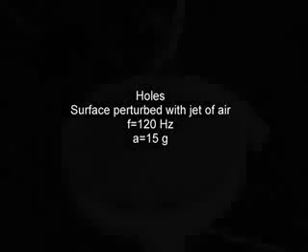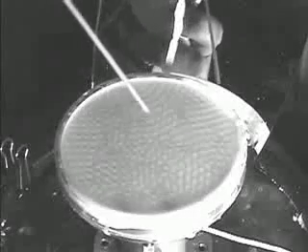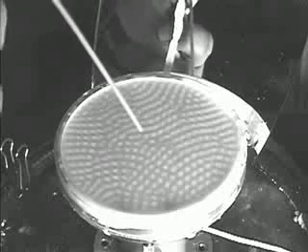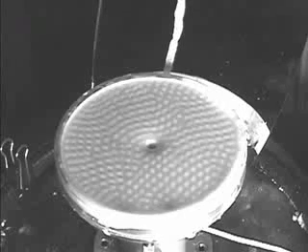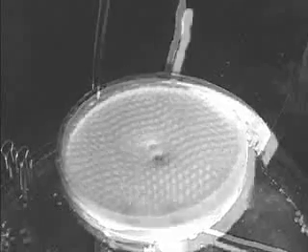Now we're going to shake the mixture with a fixed frequency and acceleration and apply a small puff of air. The puff of air creates an indentation, and that indentation grows to a hole, and it just sits there. The hole doesn't disappear. Here's a close-up showing that the hole actually penetrates the entire layer.